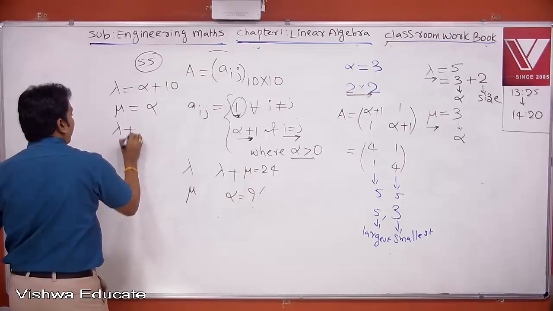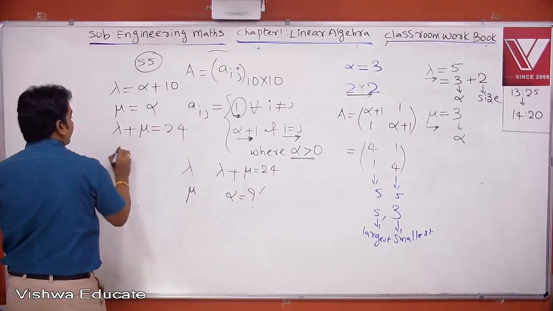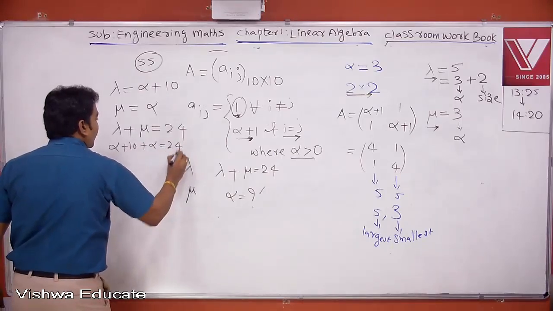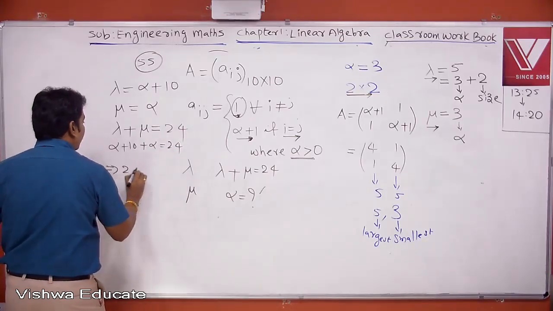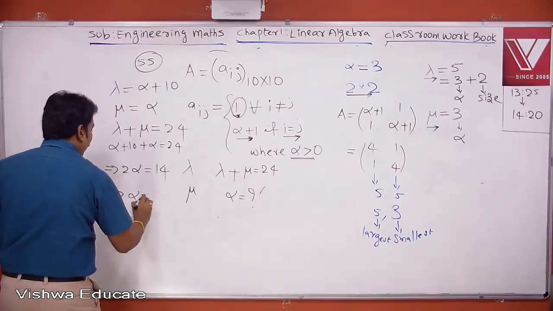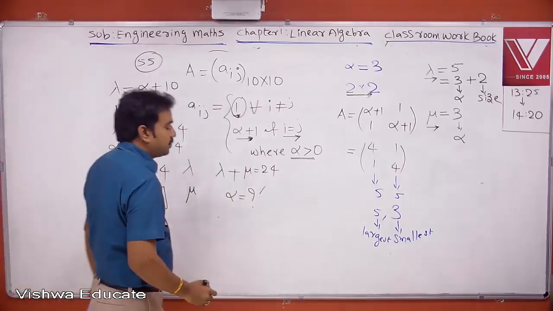It is given that lambda plus mu equals 24. So this is alpha plus 10 plus alpha equals 24. This implies 2 alpha equals 14, which implies alpha equals 7. So this is my required answer.